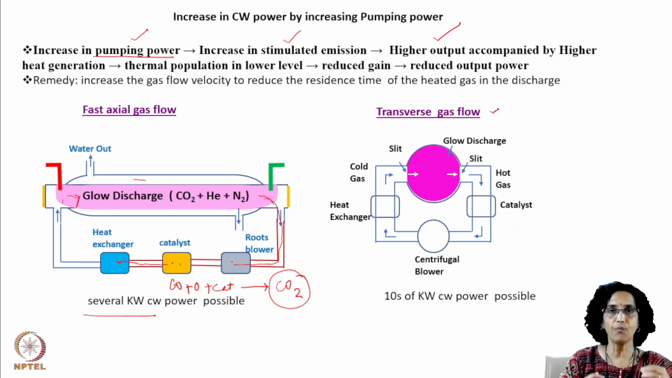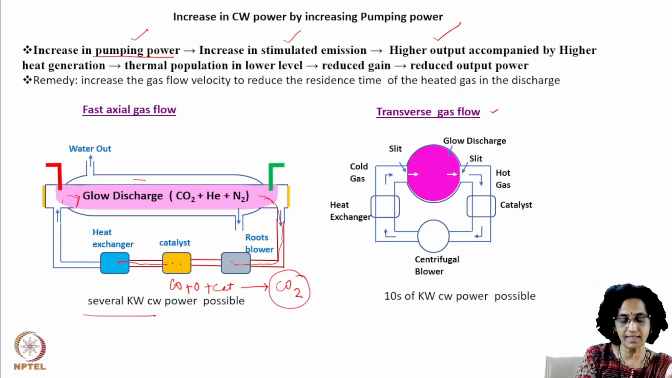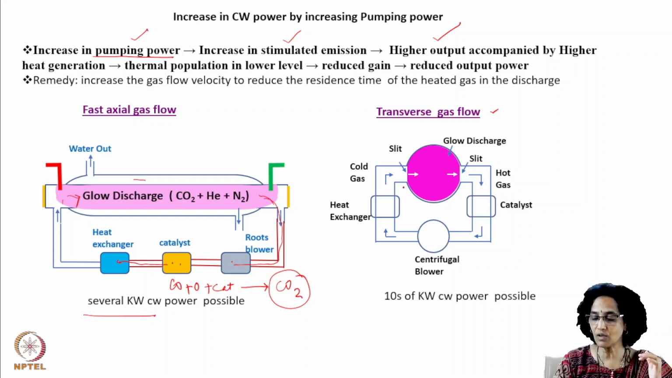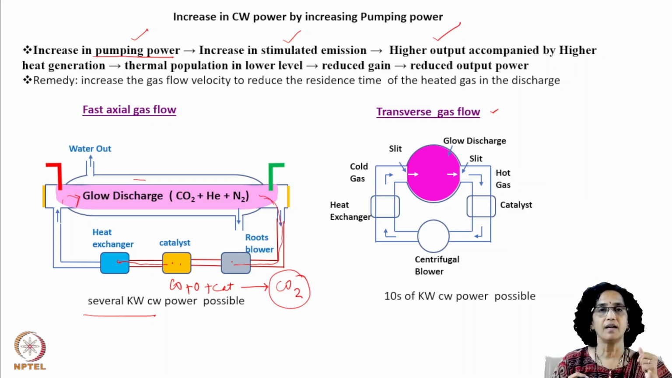That means although you have the discharge longitudinally, we are not flowing the gas longitudinally, but this is the cross-sectional view. We are trying to flow the gas transversely so that the pressure head is reduced and you can make use of a centrifugal blower. And once again, the hot gas is removed. It goes through the catalyst, goes through the blower. You have the heat exchanger, which removes the heat, and then it is once again fed into the discharge zone.